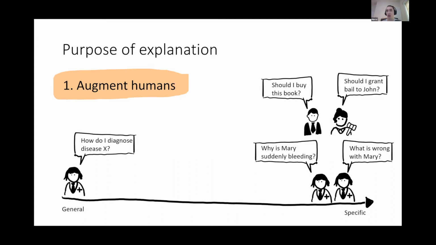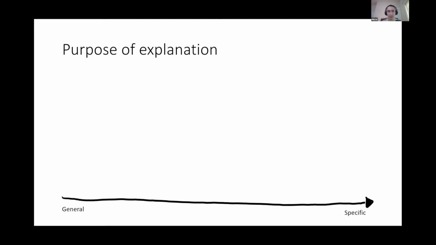And the system is just trying to augment you by giving you suggestions and helping you and so on. And in this case, explanations can help. This is the first heading.